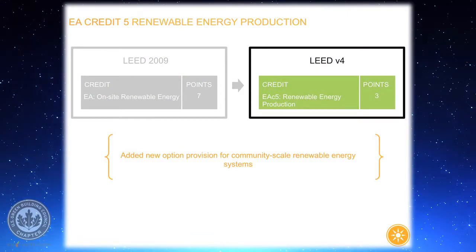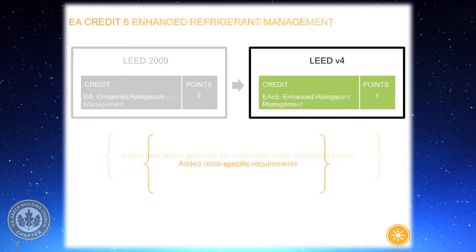Here for renewable energy production, we've adjusted the points and then added a new option for community scale renewable energy systems. So in addition to being able to take credit for just what's available on your site for generated energy, if you are part of a community generated energy system, you can claim that as well. For enhanced refrigerant management, again, minor changes here. We've just added retail specific requirements based on the LEED 2009 for retail program.